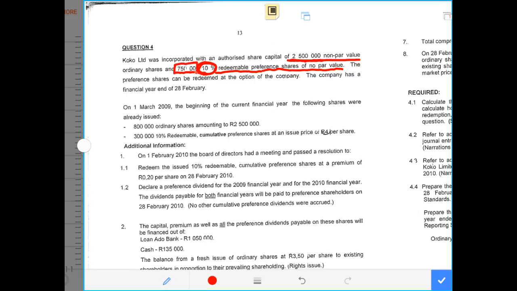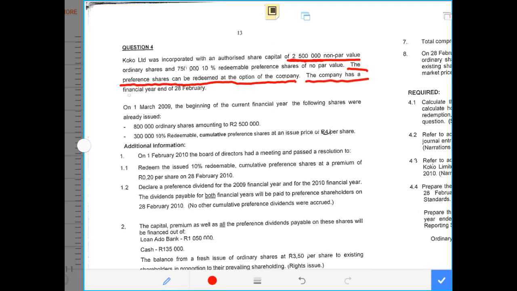750,000 preference shares are the shares that were authorized. It does not mean that they are all issued. There must be an instruction that tells us how many preference shares were issued. Then it further says that the preference shares can be redeemed at the option of the company.